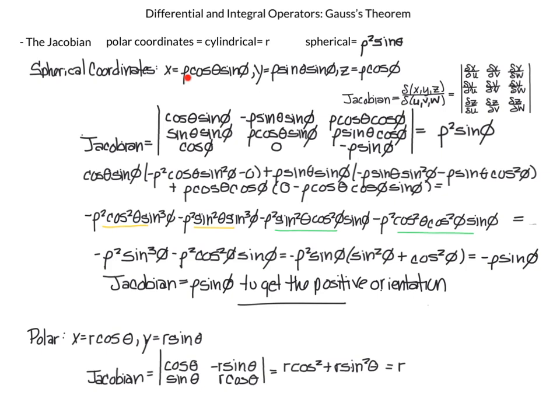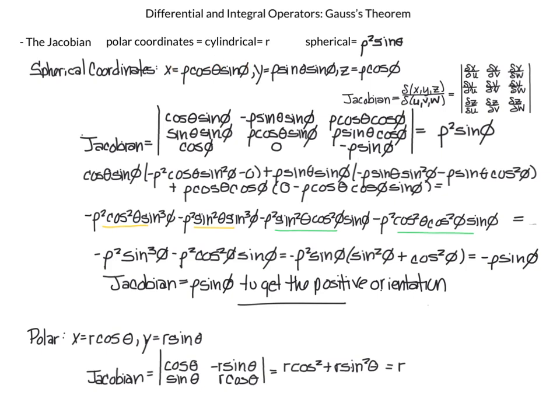So x equals rho cosine theta sine phi, y is equal to rho sine theta sine phi, and z is equal to rho cosine phi. So the Jacobian, we're transforming x, y, z. In this case, u is equal to rho, v is equal to theta, and w is equal to phi. So the Jacobian is equal to our first coordinate, that would be the x coordinate, and then partial derivatives with respect to our u, v, w. In this case, it would be rho, theta, and phi.